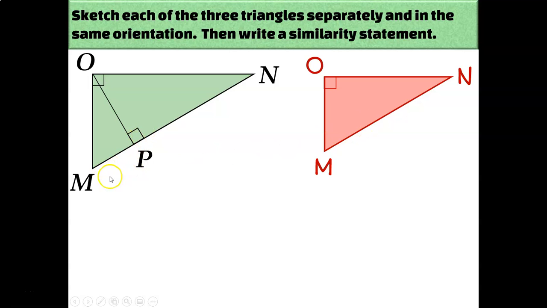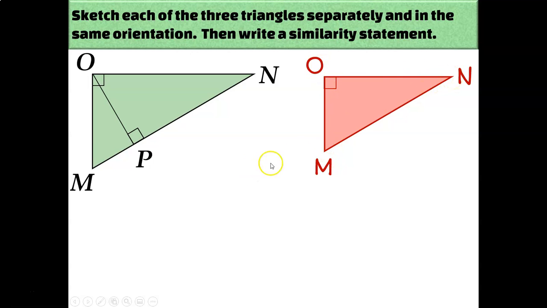So all I did is I drew this exact same triangle in the same orientation that I already had it, with the right angle in the top left-hand corner, and the short leg on the left, the long leg on top, and the hypotenuse going diagonally up and to the right. And I labeled it with its 3 vertices.